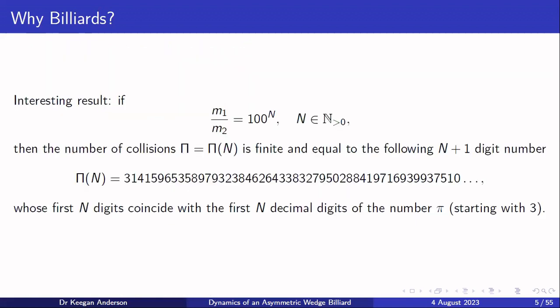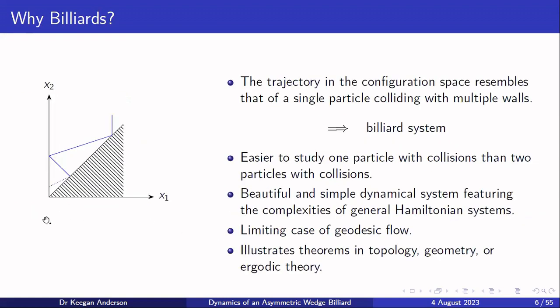In this system, we achieve a very interesting result. If the ratio of the two masses is some power of 100, then the number of collisions between the two masses and between M1 and the wall is finite and equal to an n plus 1 digit number, which you can see there in the second equation. And this number coincides with the first n digits of pi. There's a YouTuber, 3Blue1Brown, who does a video on this and explains it all quite nicely.